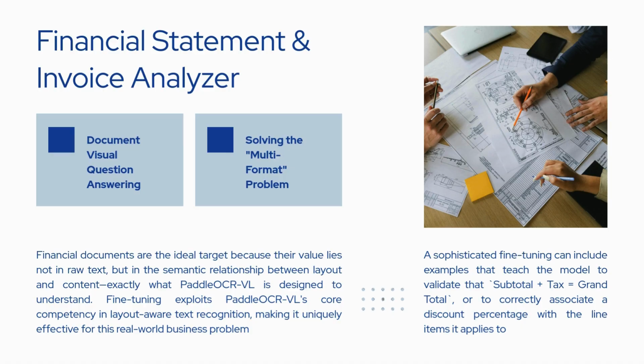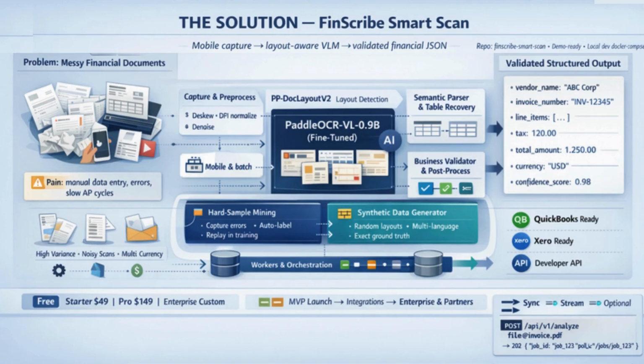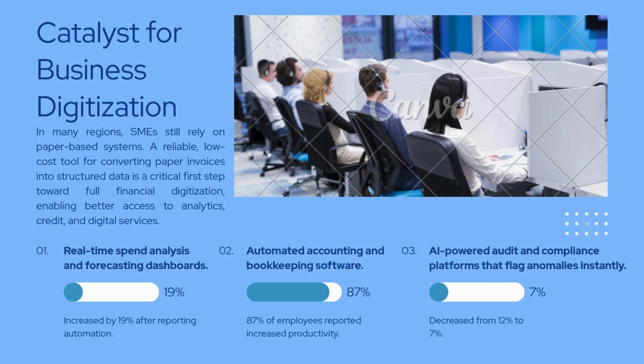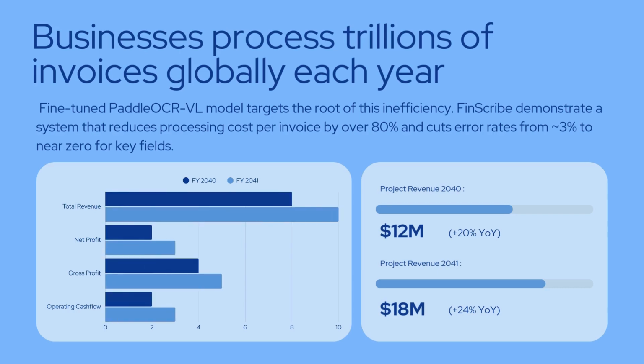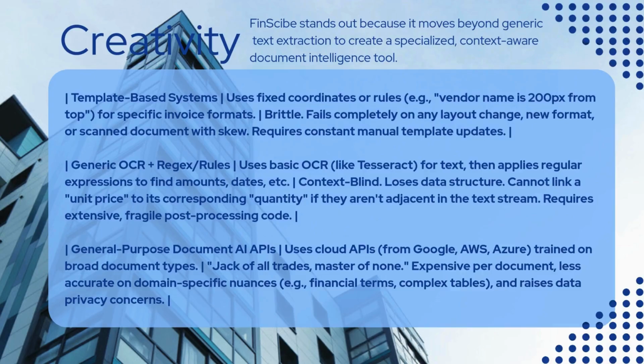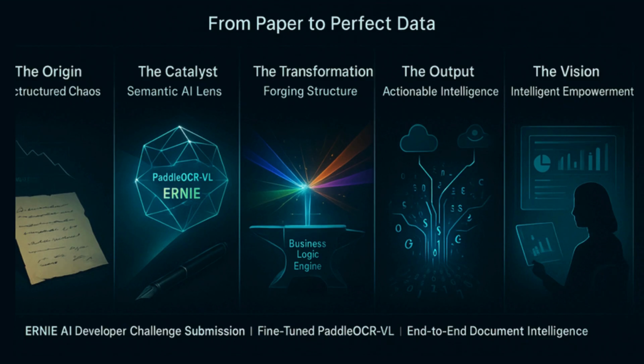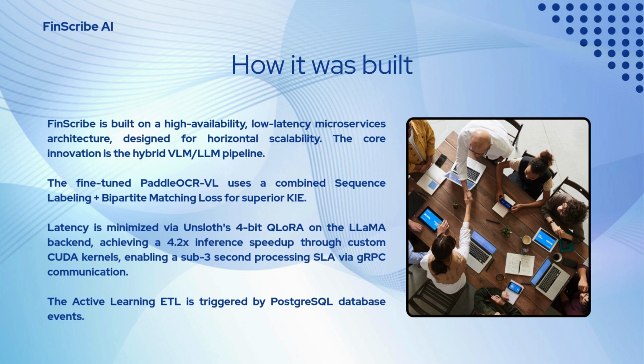At the core we use a two-step approach. First, a layout model detects semantic regions, headers, tables, totals, and footer blocks, so every piece of text gets a spatial context. Second, a fine-tuned PaddleOCR-VL model reads each region and understands it in context, not just character by character. That gives us accurate field extraction even on skewed scans and dense tables.